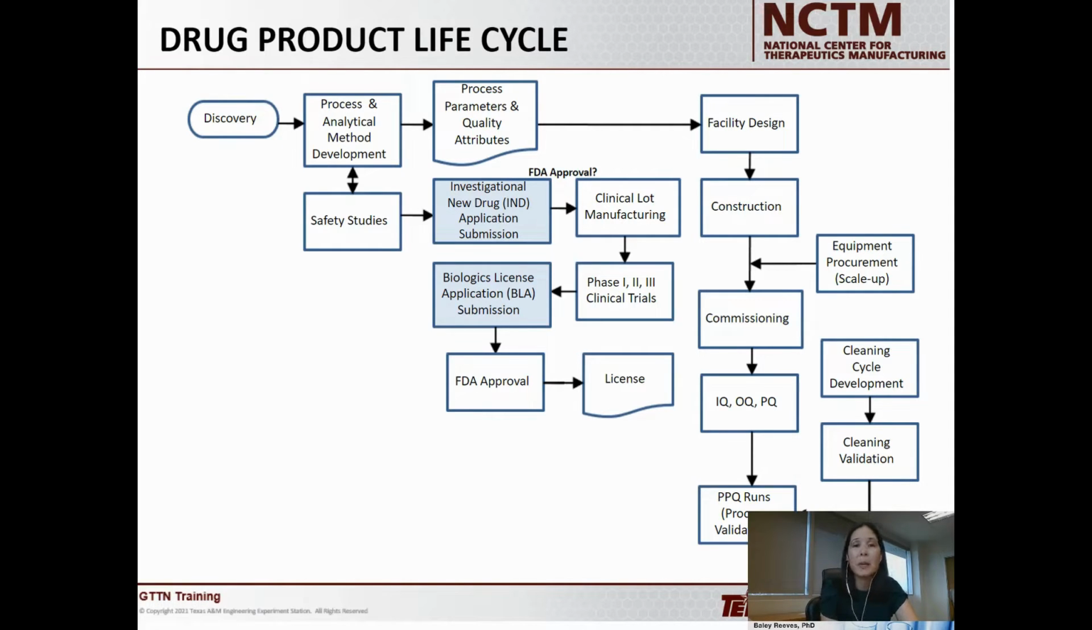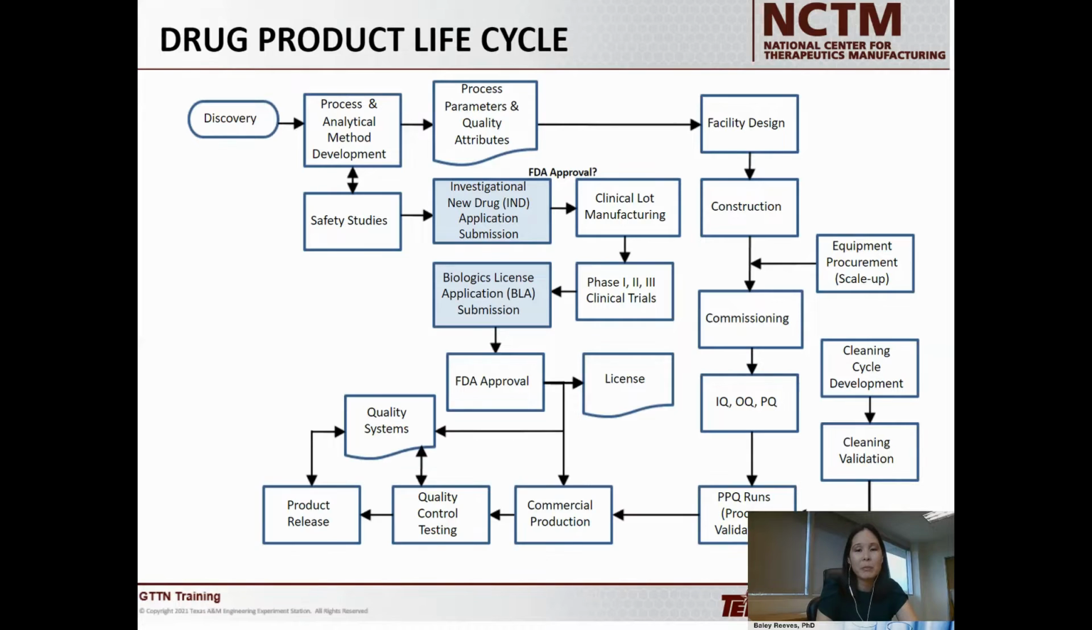If you're using hard pipe systems, as part of that process validation, you'll have to be doing cleaning validation studies as well. And that can be time consuming as well as your analytical method validation. So once you have your BLA submitted, it's approved, you have your facility ready to produce your product, you can start commercial production.